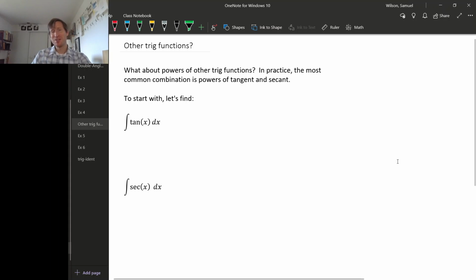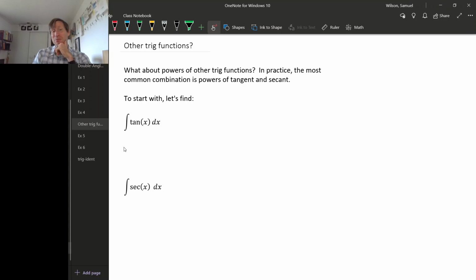Sine and cosine aren't the only trig functions on the planet, so we should probably look at some tricky integrals involving other trig functions. We're going to concentrate on tangent and secant, mostly because in typical situations, those tend to be the two that come up more frequently. It just turns out, for reasons that we will see later, that cotangent and cosecant don't actually show up that much. So we'll concentrate on tangent and secant.